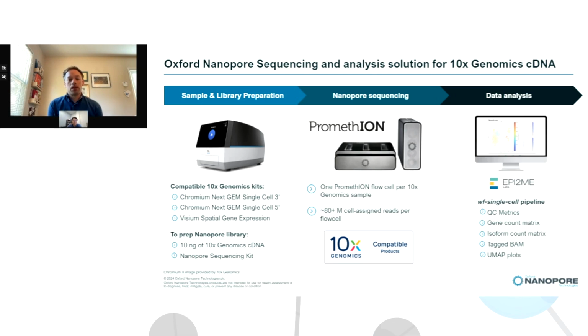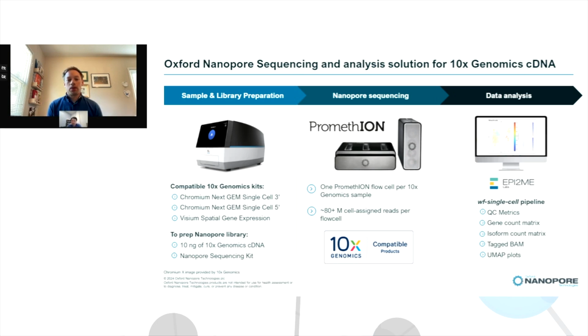And in the middle column, we recommend sequencing every 4,000 to 5,000 cells on one Promethean flow cell, roughly, to match 20,000 reads per cell guidance from 10x Genomics. And we expect an output of around 80 million cells for each flow cell.